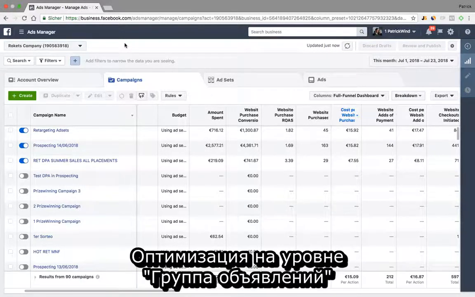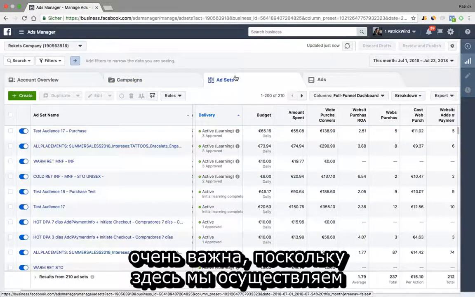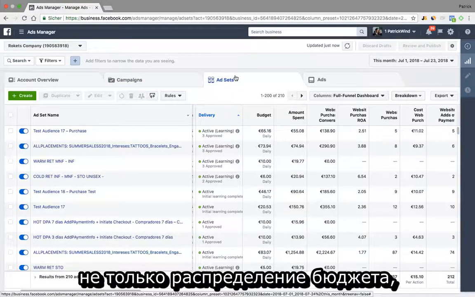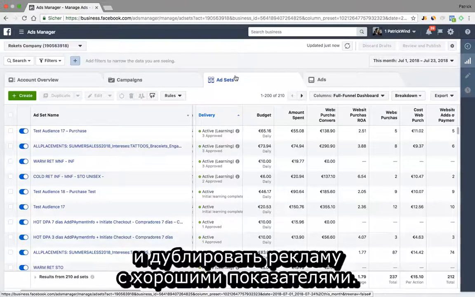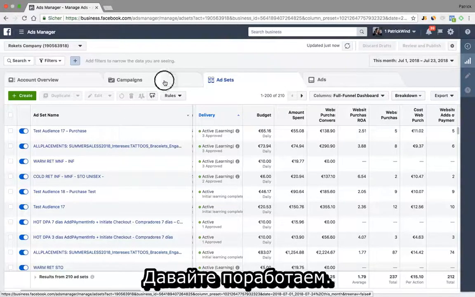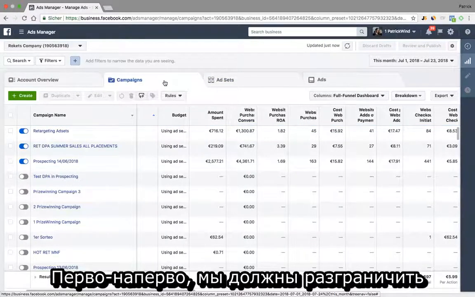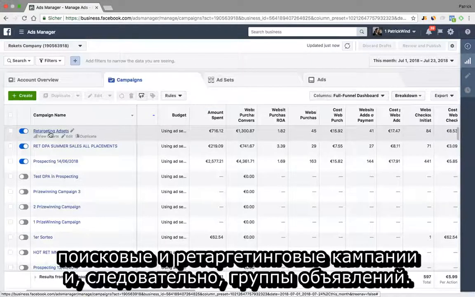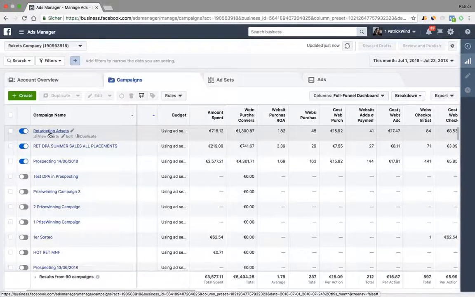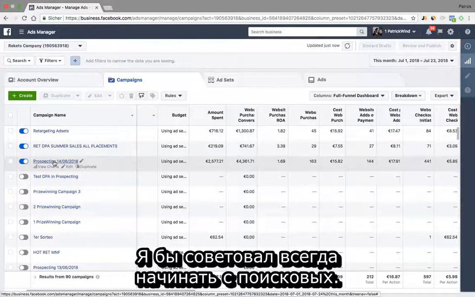So optimization on ad set level is actually the most important one, because here we can do not only the budget allocations, but we can also deactivate the poorly performing ones and duplicate the well performing ones. So let's go right into it. At the very first moment, we have to differentiate between prospecting and retargeting campaigns, and therefore ad sets, and I would recommend to start always with the prospecting ones.